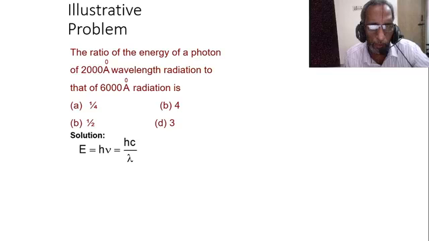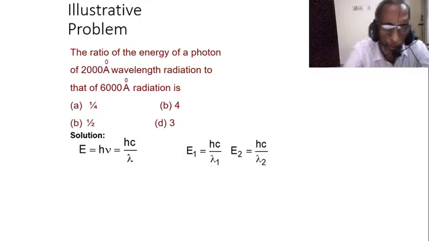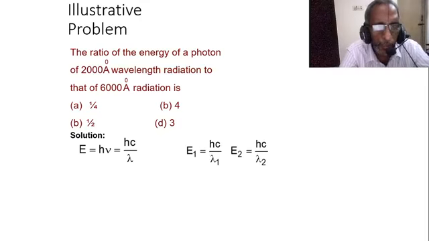The ratio of the energy of a photon of 2000 angstrom wavelength to that of radiation of 6000 angstrom. So you have to use the relation E equals h nu. What is given? Always look for the relation between the parameters which are given and also which are asked. Here given is wavelength, 2000 angstrom and 6000 angstrom. Asked is energy comparison, the energy ratio.